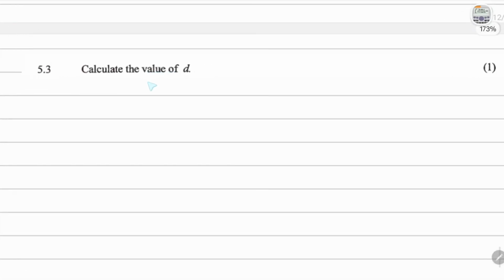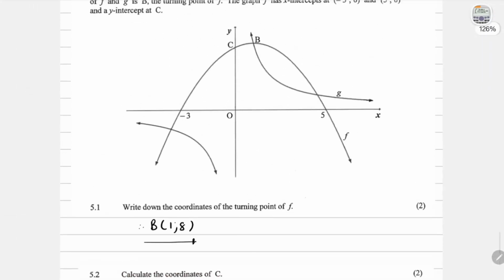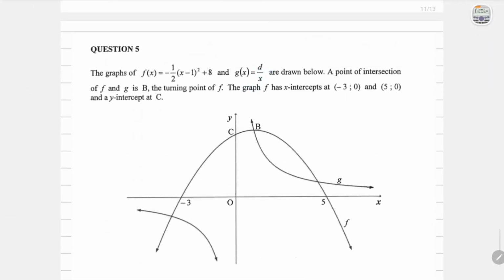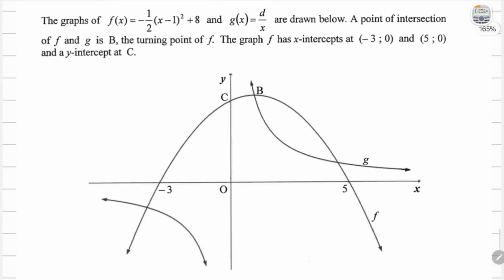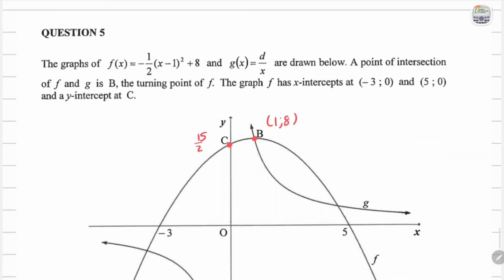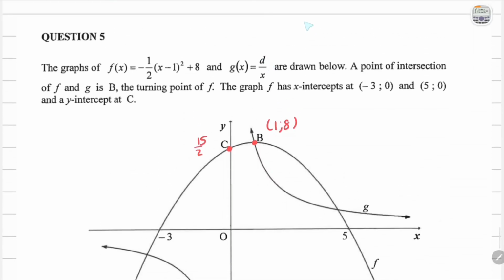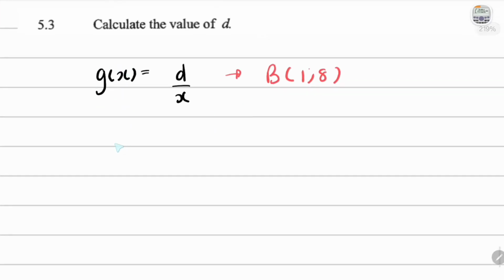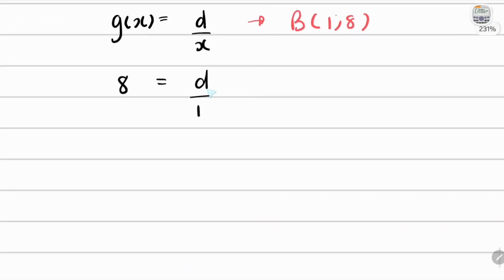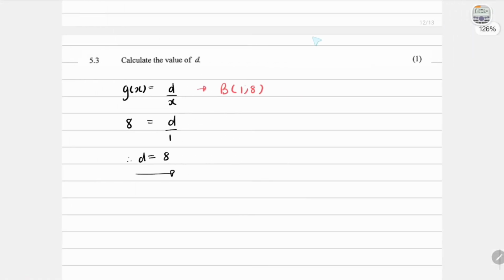Question 5.3 says, calculate the value of d. Okay, so that d value in our hyperbola. You see that in this graph, and we should just be putting down stuff that we find. We know this is 15 over 2, and we know that this point over here is just 1 and 8. So we have 1 point on this graph, and only one variable is missing. So we can substitute this point to find that variable. Okay, so this means that the g of x, the y value, is 8 equals d over 1. d divided by 1 is simply d, so d is equal to 8, and that is the value of d.